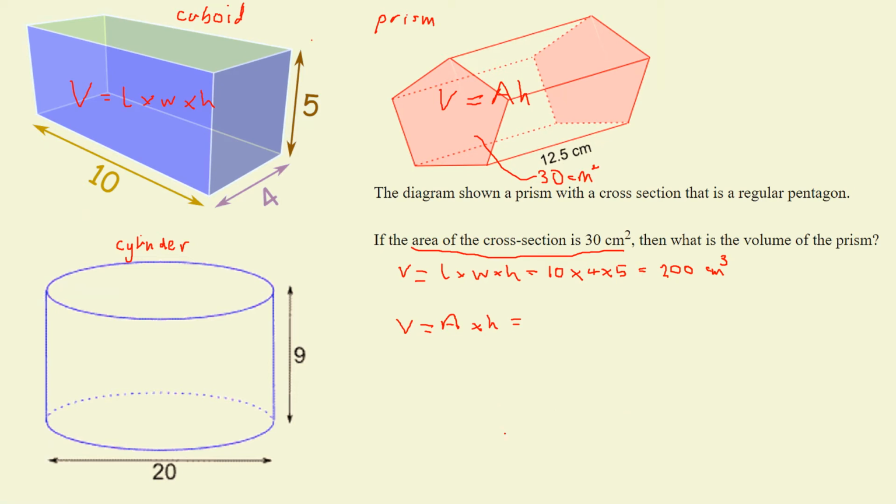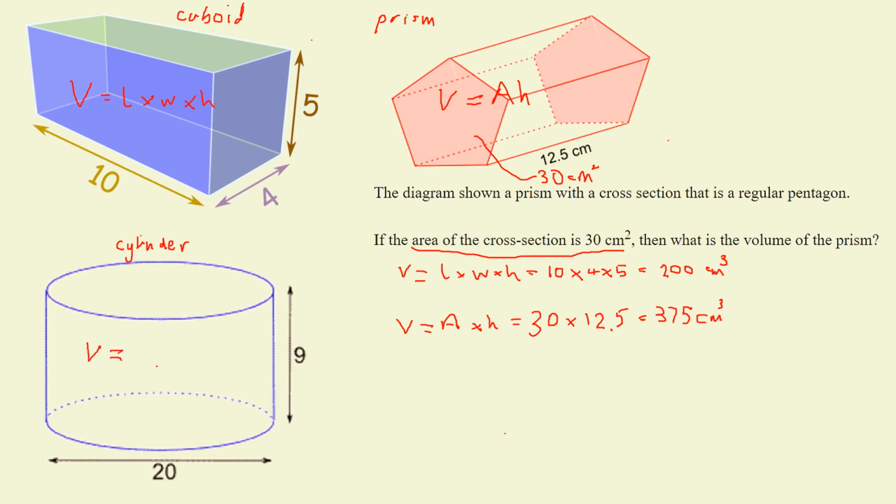So for this one, we're told the area of the cross section is 30, and the other distance that we've got, the height or the length of the prism, we can just times them together. So again, I'll just reach for my calculator to do that one. I've got 30 times 12.5, 375. And that one does tell us it's in centimetres, so that's good. We'll write cubic centimetres.